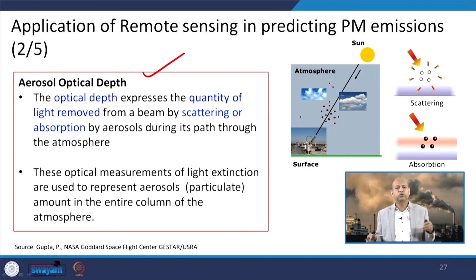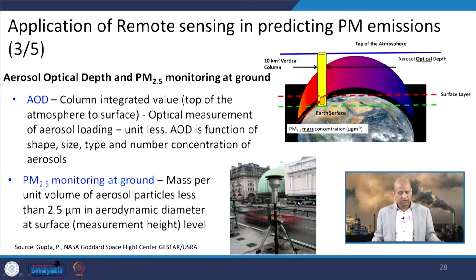So that amount gives indirectly the aerosol optical depth related quantity, and these optical measurements of light extinction are used to represent aerosols, particulate matter amount in the entire column of the atmosphere. So that is why we call it columnar values. AOD is the column integrated value, basically in the column, not at a particular layer.